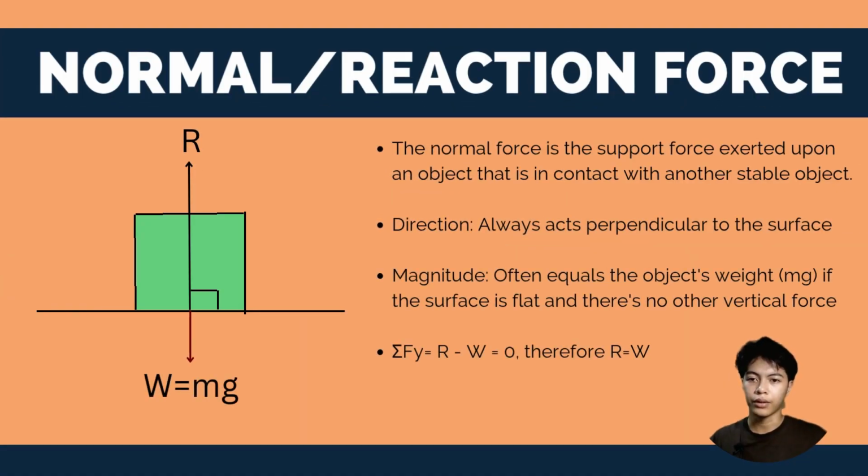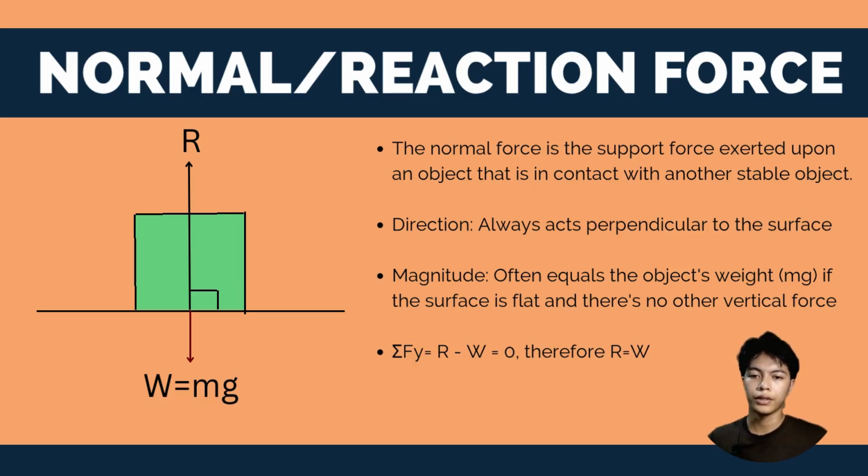Let's continue with normal or reaction force. Let's first look at the diagram. Here we have a block resting on a flat surface. There are two key vertical forces acting on the block. One is the downward force labeled W equals mg, which represents the weight of the object due to gravity. The other is the upward force labeled R, which is the normal or reaction force exerted by the surface. The normal force is basically the support force from a surface that prevents an object from falling through it. It acts when two objects are in contact, like the ground pushing back up on the block.